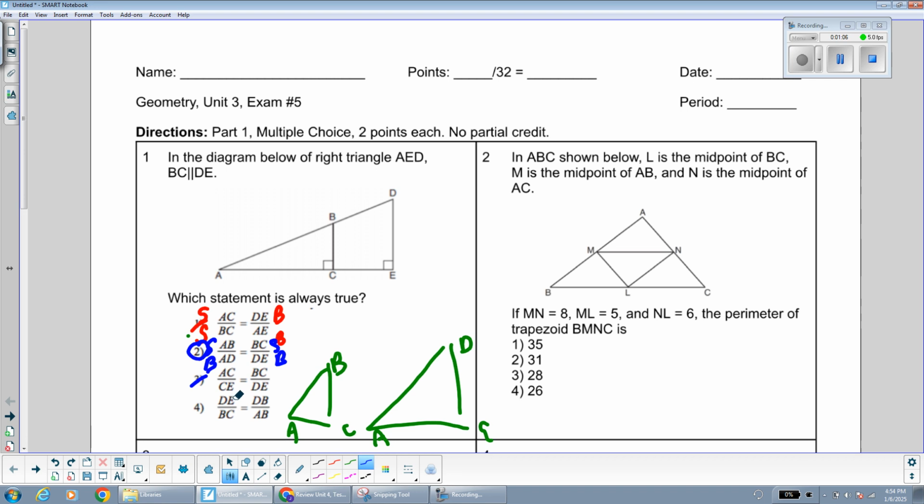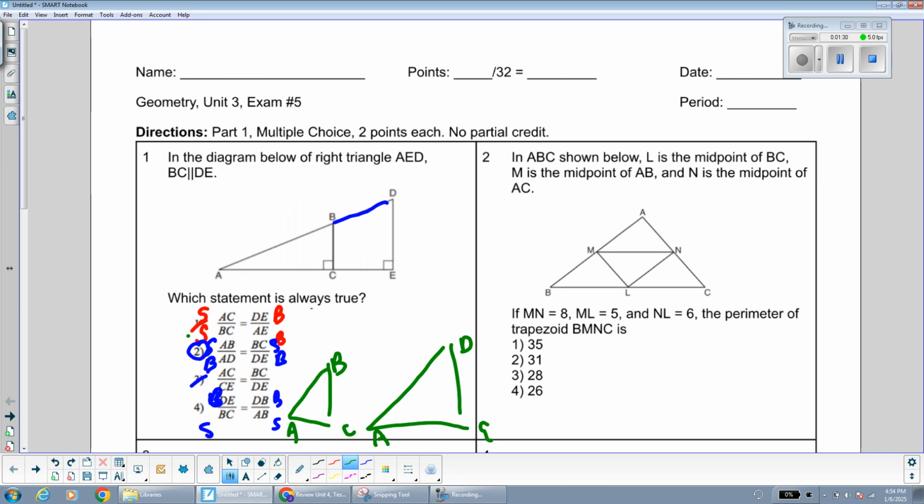So for number four, DE is from the big triangle right over here, big. BC is from the small triangle, and those do correspond. So this should be big over small. Let's check it out. So, oh, DB, yeah, this is the same reason. DB is not a side of the triangles. It's part of that quadrilateral at the bottom. So 2 is the correct answer.